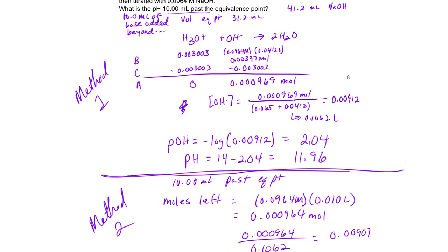Questions? Yeah. How did you get the 0.1062 here? This is coming from the total volume in the flask. So it's going to be the 0.065 of acid that we start with, and we're adding 41.2 or 0.0412 liters of base. So if you do the 10 mils past the equivalence point, you have to know the total volume of that.